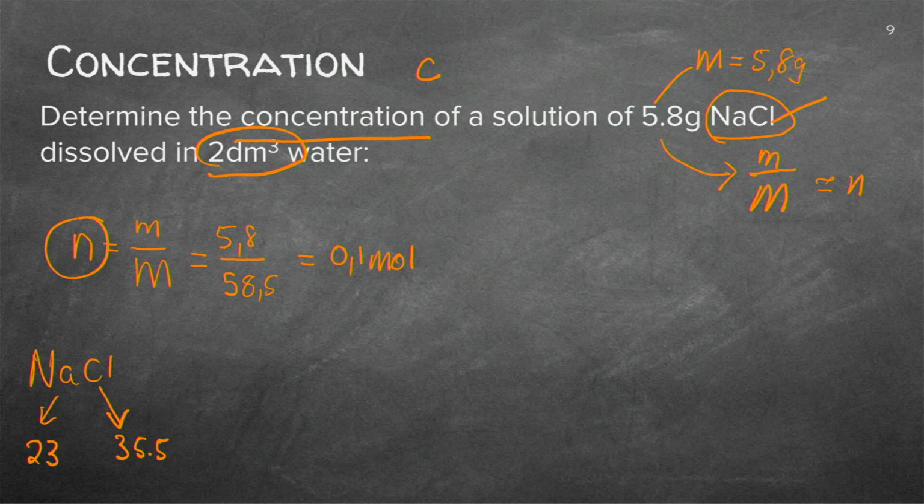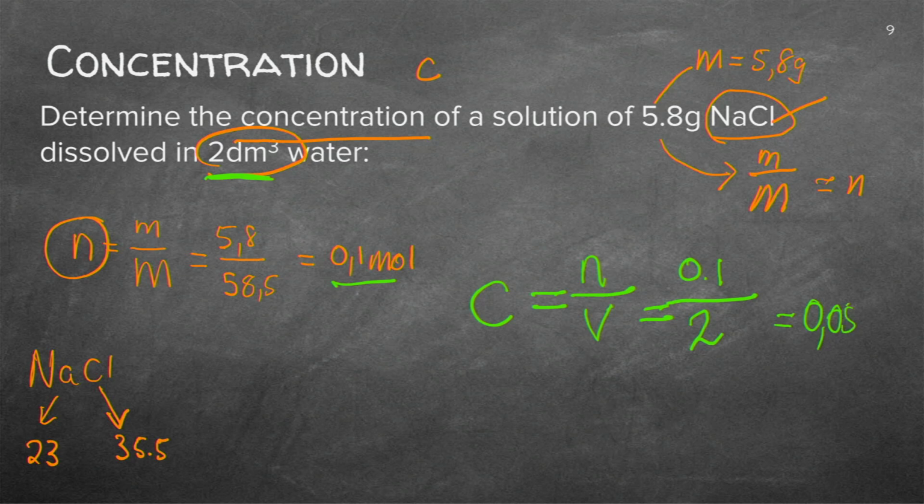Now I want to get to the concentration. So the concentration is the mole over the volume. I already did the mole. It's 0.1. I can just take the cubic decimeters because it's in the correct unit, and I'll now get an answer of 0.05 mole per cubic decimeter.